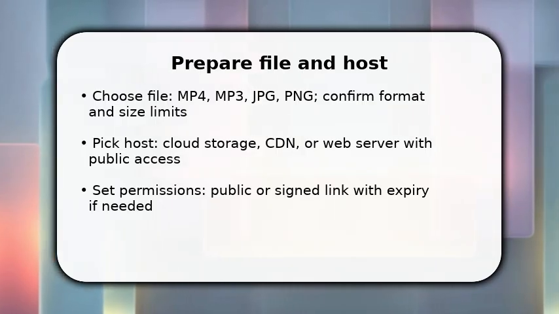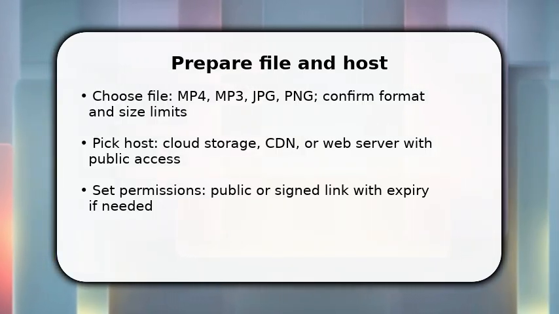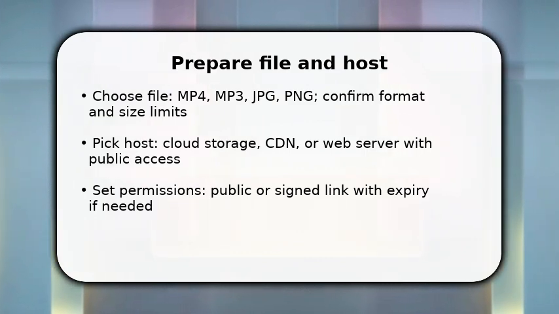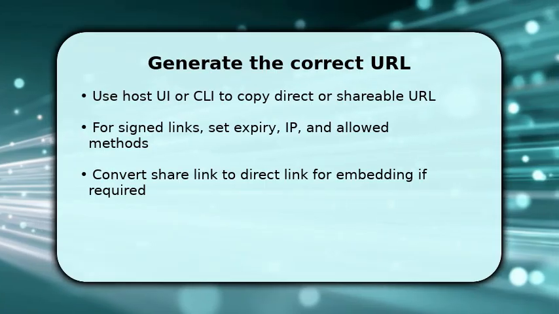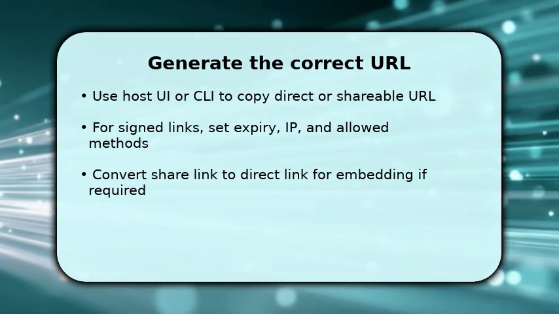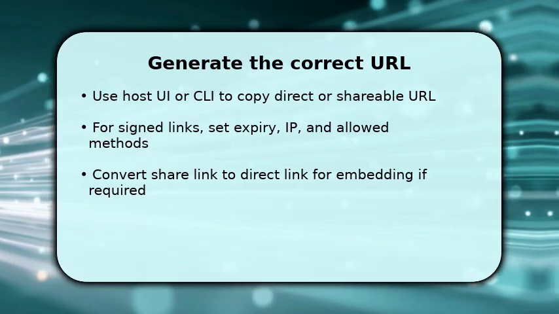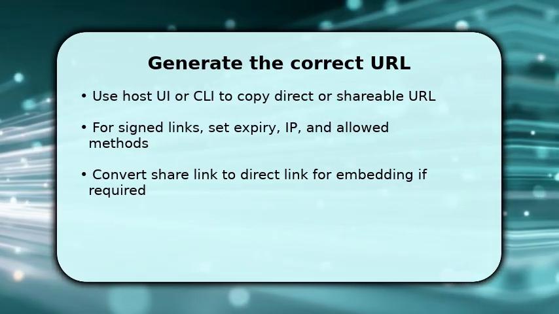Now that the file is hosted and permissions are correct, you're ready to generate the actual URL. You now create a link that points directly to the file. Use the host's UI or CLI to copy a direct URL. If the host gives a share page, convert it to a raw file link for embedding.